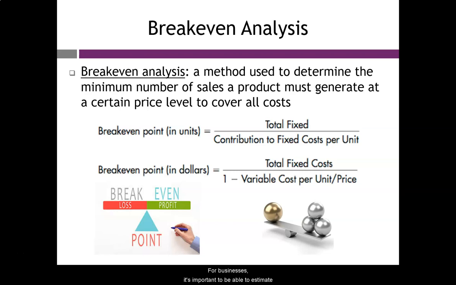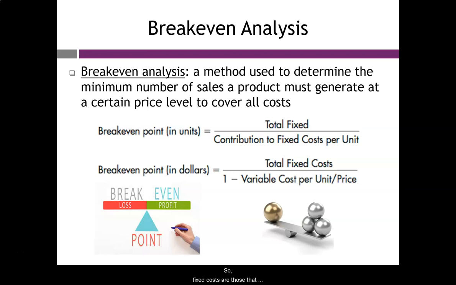For businesses, it's important to be able to estimate where that point is, and those formulas there help you to determine where that point is. So I wanted to talk through that. If you'll notice, both of the formulas talk about fixed and variable costs. So let's define what those are. It's best to use an example to help define them, and I'm going to use the example of a Subway restaurant. You all know what a Subway restaurant is.